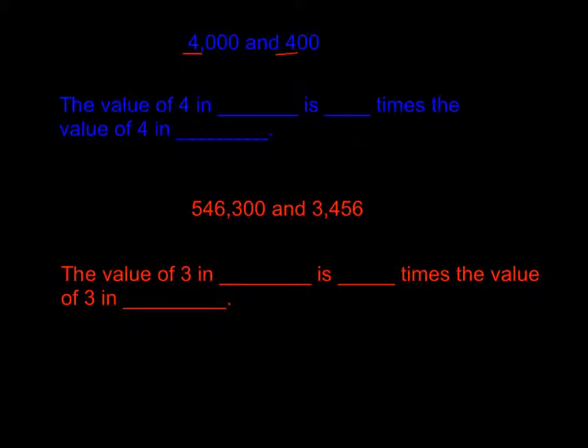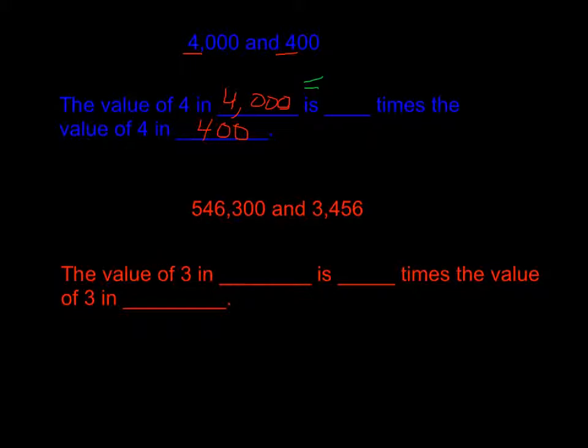So we have 4,004. Now we want to take our larger value of the digit we're looking at, which is 4, and it's going to go on the first line. So the value of 4 in 4,000 is going to go on our first line there. And then we're going to put our second number down below. So we have our 400. Now, "is" is a word that is related to equal. So this is like saying the value of 4 in 4,000 equals blank times the value of 400.